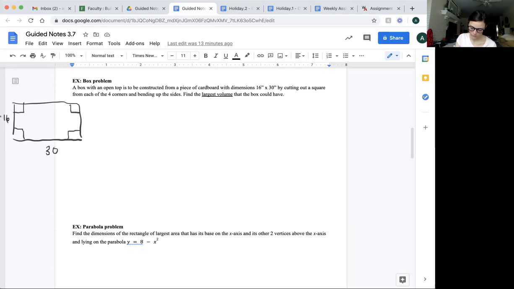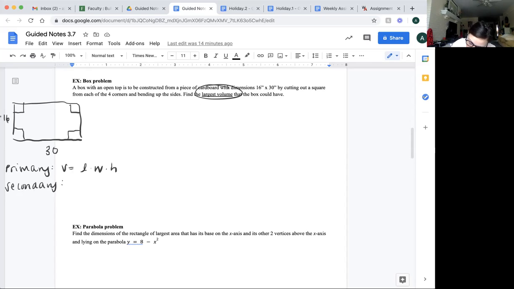So largest volume indicates that our primary equation is going to be volume. So primary: V equals length times width times height. Okay, so we have 3 variables and we want to write this in terms of 1. So for our secondary equation, we're really going to have to take a look at our picture and see what's going on here, okay?